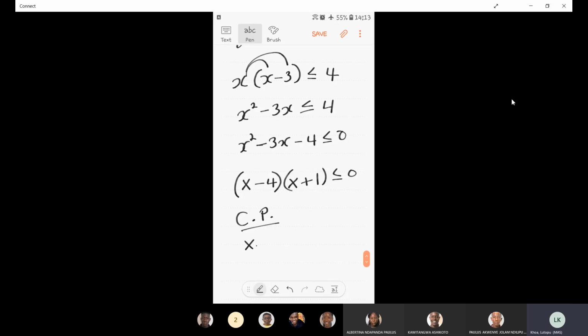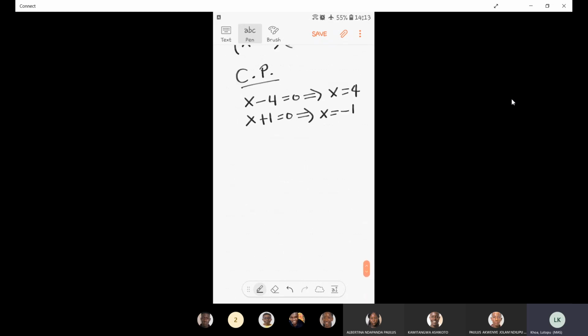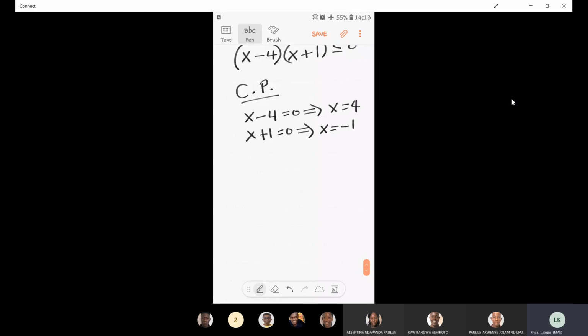You get x minus 4 is equal to 0. This means that x is equal to 4, and then x plus 1 is equal to 0. This means that x is equal to minus 1. So now you have your two critical points. What you do is you draw them on the number line. So you put your number line like that, and then you put your critical points. I have minus 1 and I have 4.